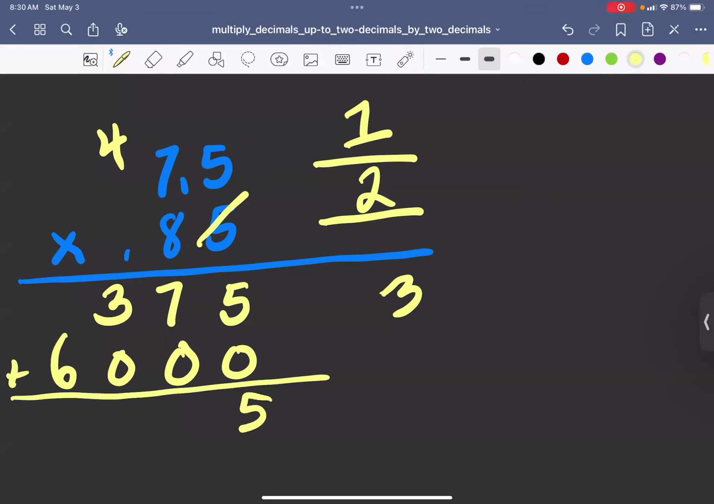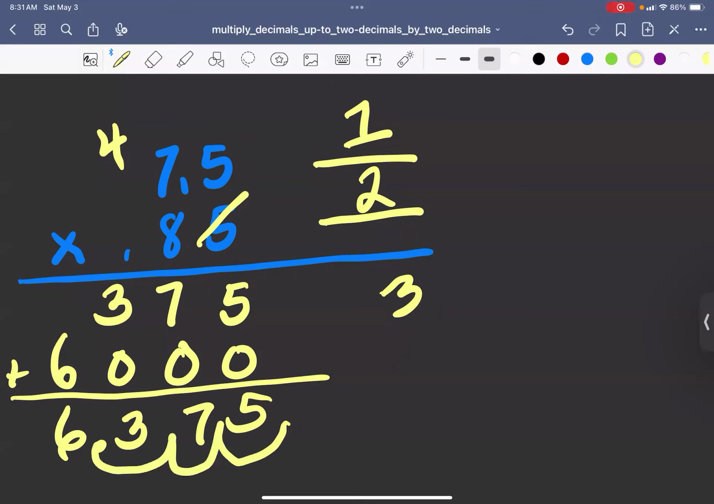So I get 5, 7, 3, 6. Now I have to move the decimal 3 times, so we start at the very end always. So 1, 2, 3. So our answer is 6.375.